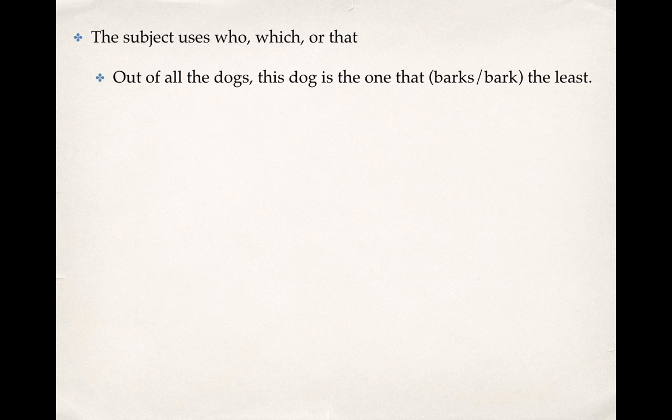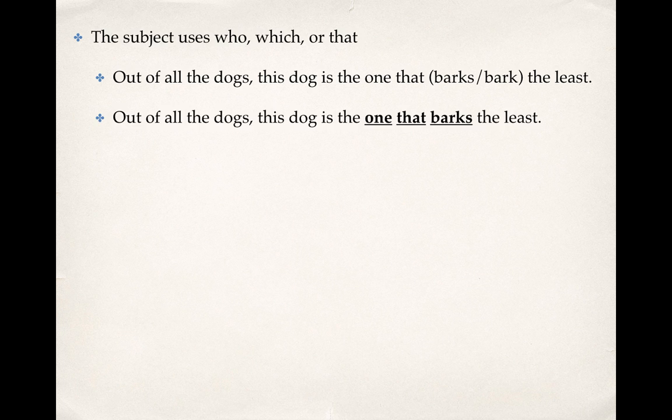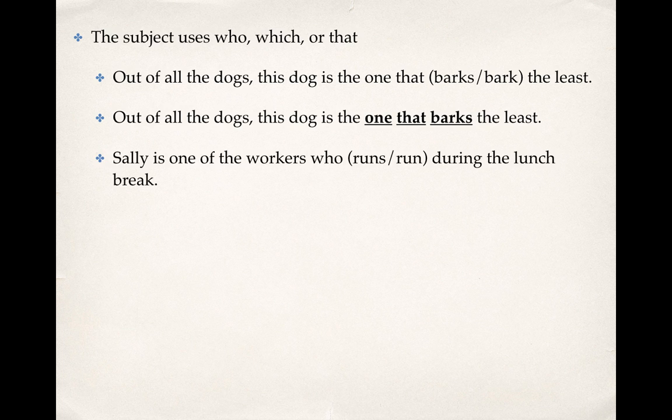And finally, when you have a subject that uses who, which, or that, can also be a little tricky. So in a sentence like this, out of all the dogs, this dog is the one that barks or bark the least. All right, now this one to me makes sense, one that barks. The word one is referring to dog. The word that is referring to one. And so they're all singular. So you would choose that singular verb, one that barks the least.